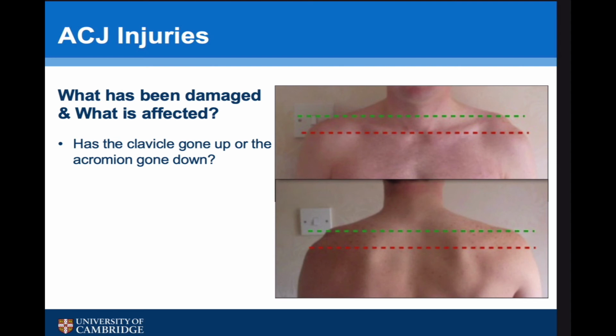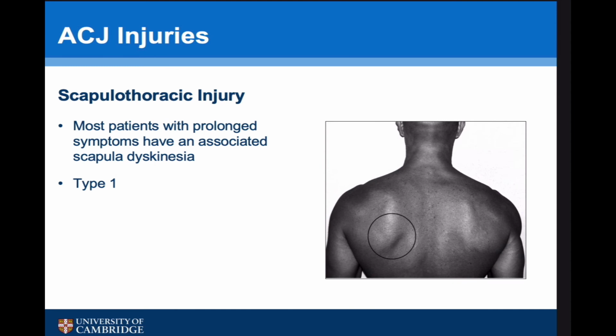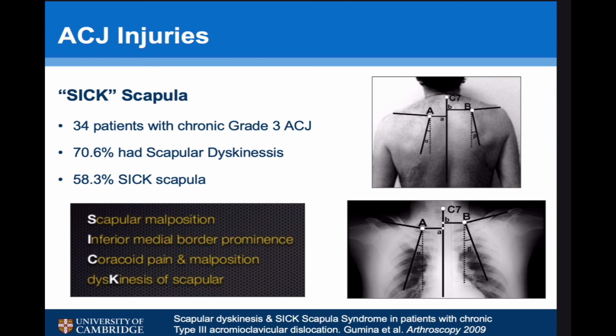So in this case, it looks as though it's not a case that his clavicle's gone up, it's the fact that his acromion has gone down, so his scapula has dropped. There's an increasing awareness that a lot of AC joint injuries are actually more scapulothoracic injuries. The sick scapula, which I'm sure you will discuss when you go through the scapular session, is a situation where the scapula is malpositioned, the inferior medial border is prominent, so that's a type 1 scapular dyskinesia.